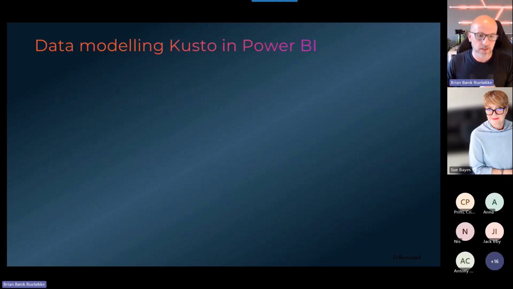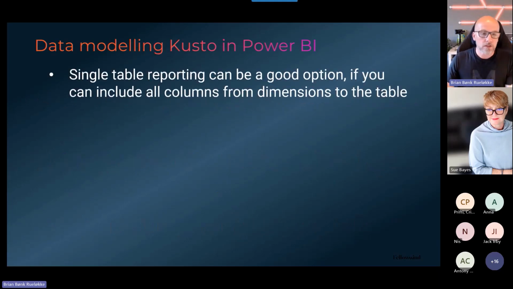To give you some examples, single table reporting can be a good option. We don't have to normalize things. We don't have to put in the facts and dimensions and then denormalize it when putting it into Power BI. One broad table with hundreds of columns is quite fine when working with Kusto.